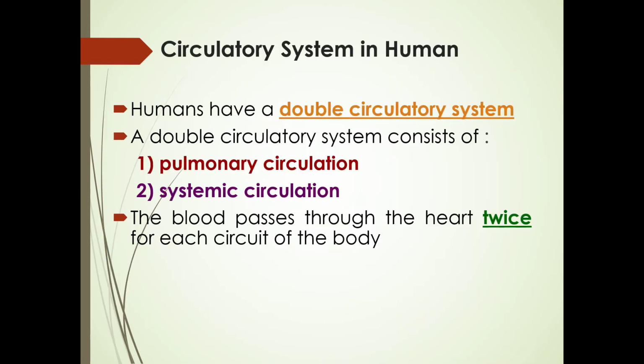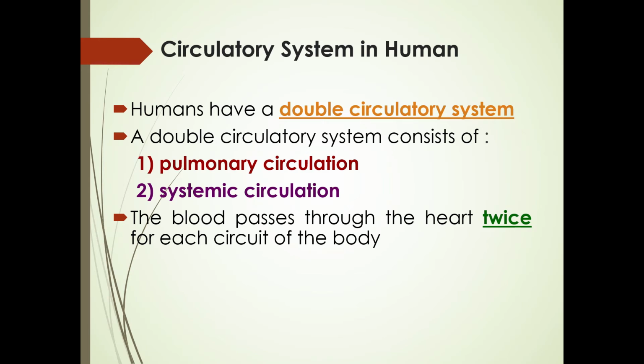Okay, circulatory system in humans. Humans have a double circulatory system. This one is like a mammal just now, because they have two ways, right? One goes in and one goes out. And a double circulatory system consists of a pulmonary circulation and a systemic circulation.